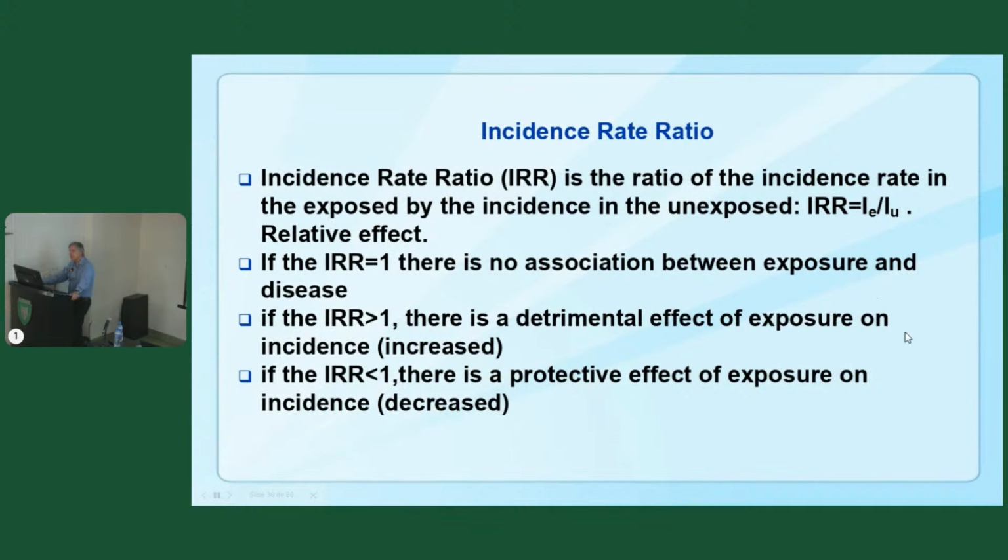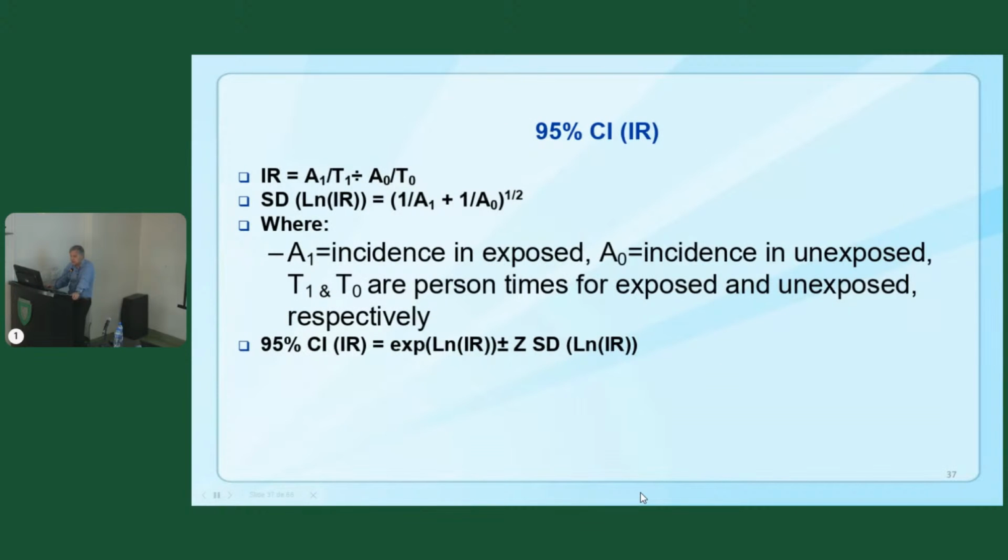So the incidence rate ratio is the ratio of an incidence rate in the exposed divided by the unexposed. If it's 1, there's no association between the exposure and the outcome. If it's more than 1, the exposure caused the outcome, or it influenced the outcome positively. That the more exposure, the more outcome. Detrimental effect. If the relative risk, incidence rate ratio, is less than 1, there's a protective effect by the factor that I'm interested in.